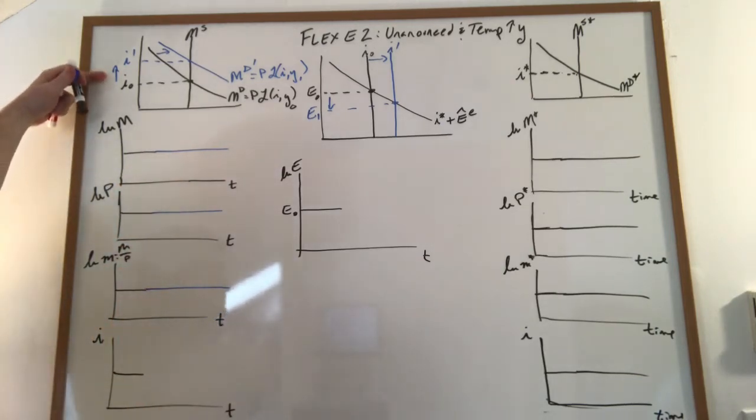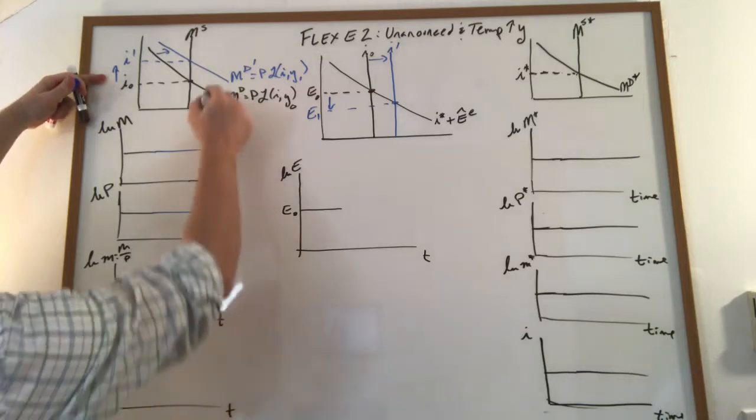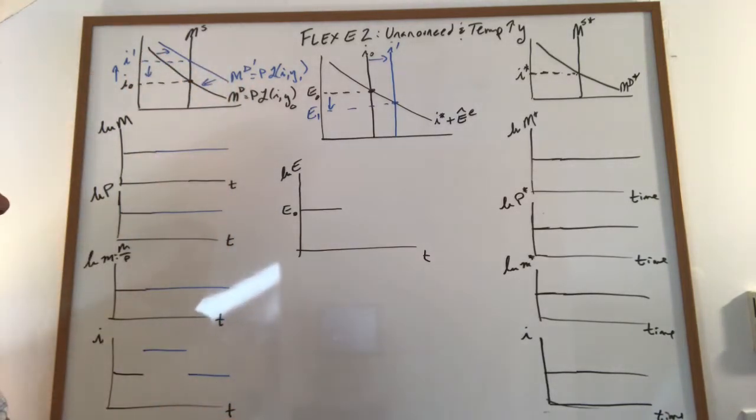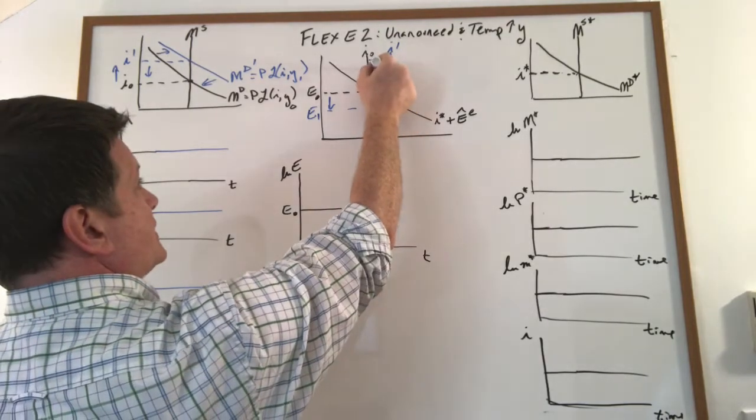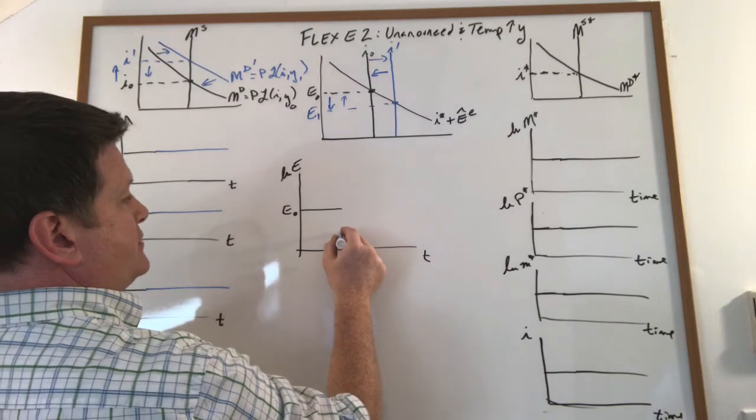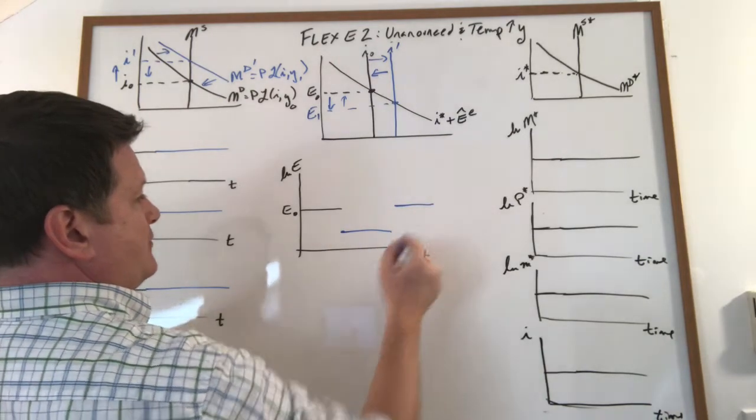The only thing that did change is the interest rate went up. We've assumed it's temporary, so it eventually returns to its old level, like that. So the same thing is going to happen over here, and that's eventually going to rise. So the exchange rate as well declines and then returns to its old level.